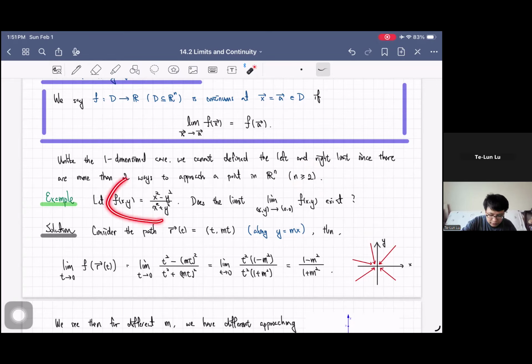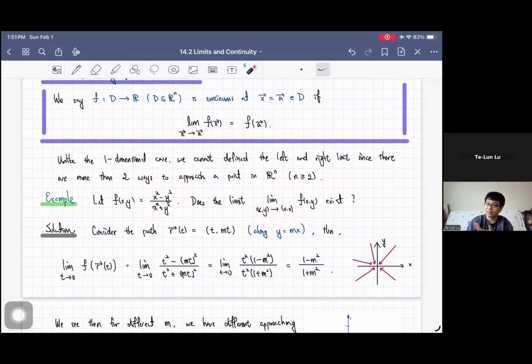So first of all, this function is defined to be x squared minus y squared divided by x squared plus y squared. We want to ask whether the limit exists or not. I would like to emphasize again that this function need not be defined at the origin, which is not defined, right? Because 0 divided by 0 is nonsense. We're only asking whether this function behaves nicely near the point (0, 0), the origin, okay? So we can try to do this.